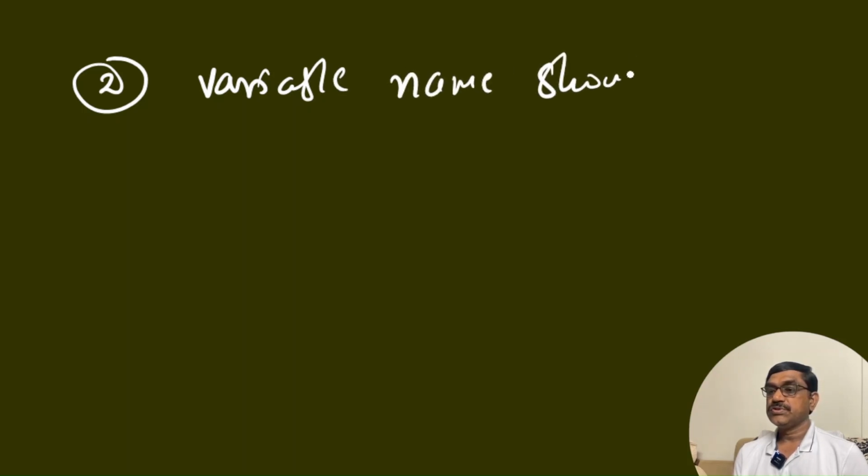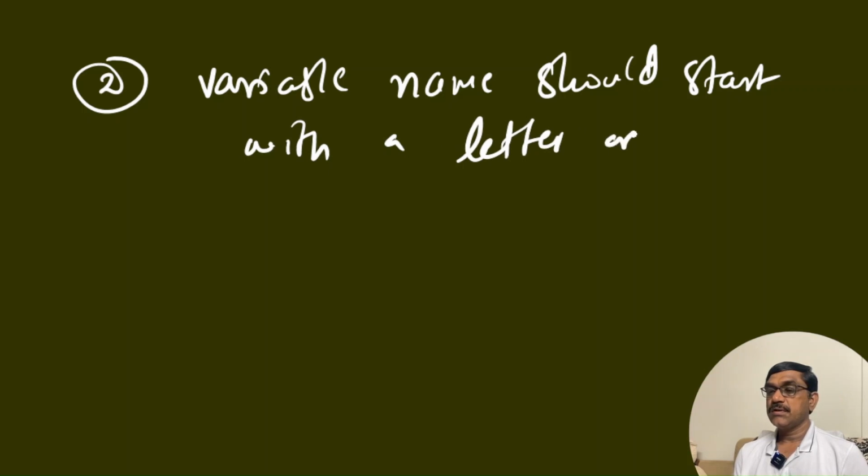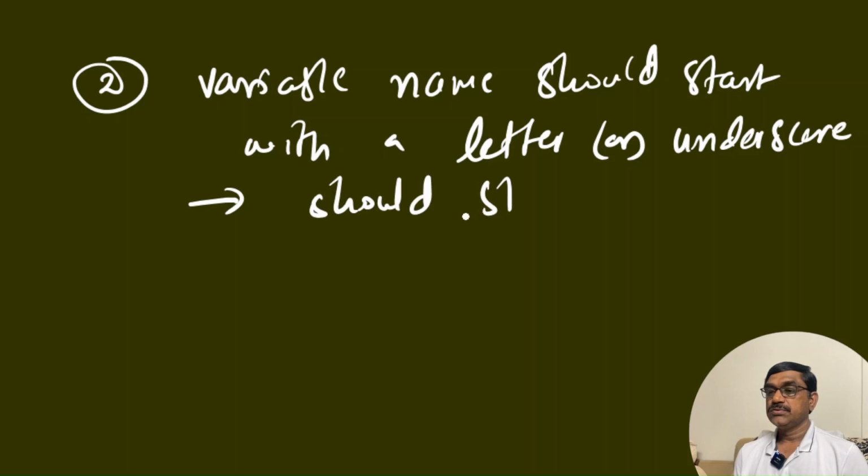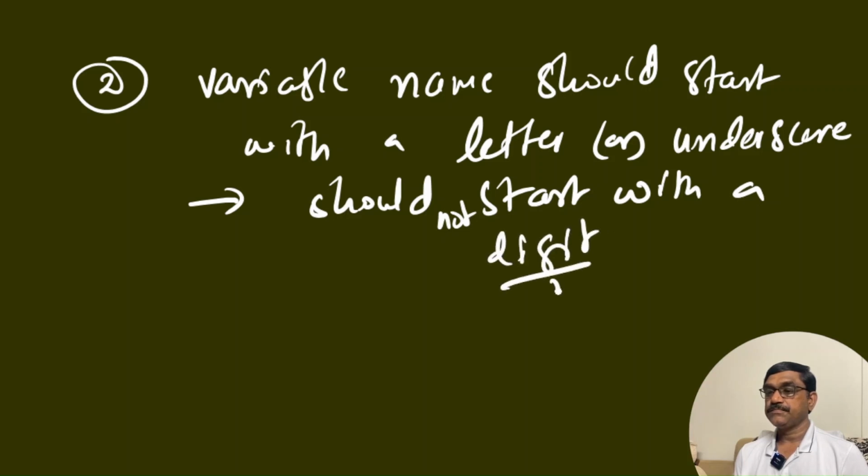And the second rule says that a variable name should start with a letter, or I can say an underscore. This is very important. It should not start with a digit, or I can say a number. This is the second rule.